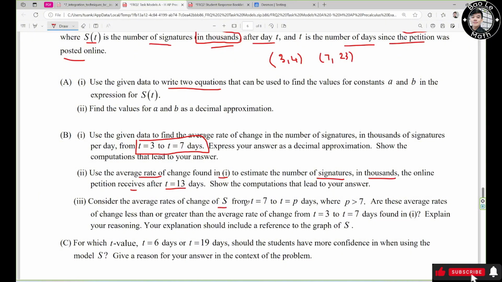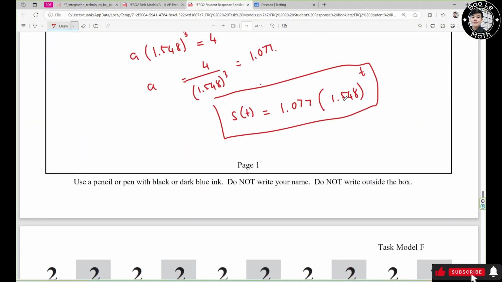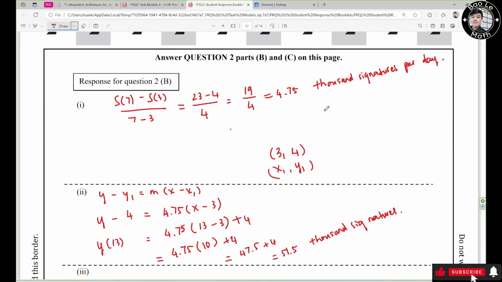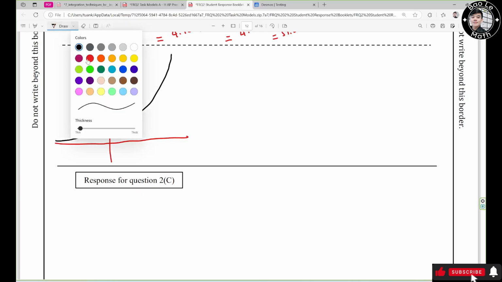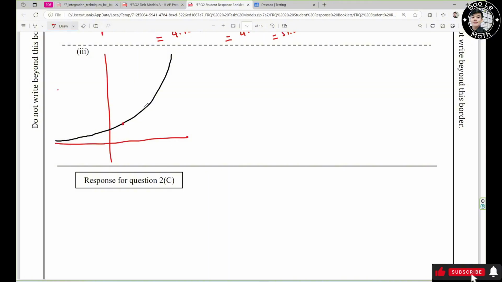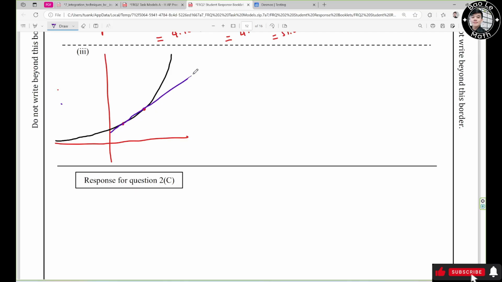Consider the average rate of change of the function s from t equals 7 to t equals p, where p is greater than 7. And is this average rate of change less than or greater than the average rate of change from t equals 3 to t equals 7? Right? So basically, you just grab the exponential function and you will see it. Now, you look at the exponential function, it's going to be right here. The common ratio right here is greater than 1, so this is an exponential growth function, right? So if you graph it, it's going to be something like this. And then you have t equals 3, it's going to be right here. T equals 7, it's going to be right here, right? So you just get the second line. It's going to be right here, right? Now, this is 7. This is 3.